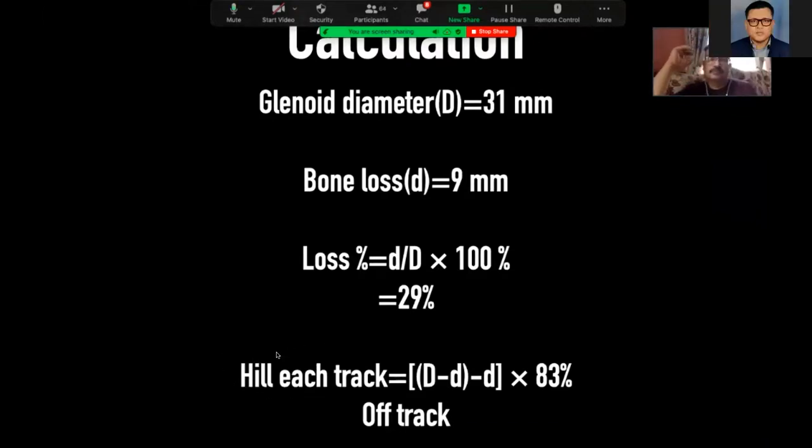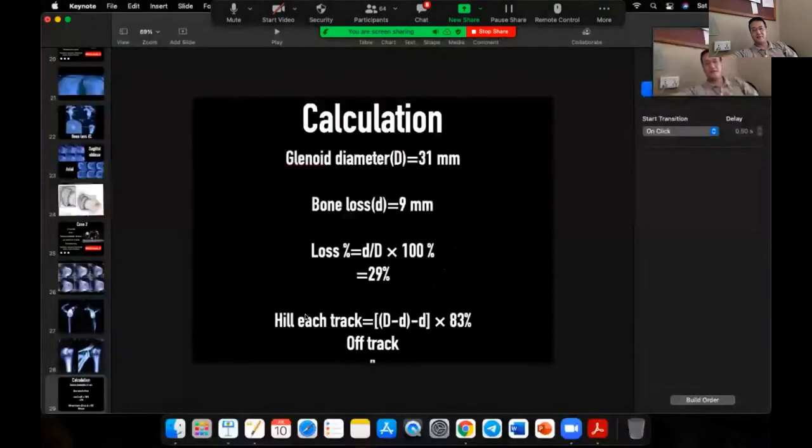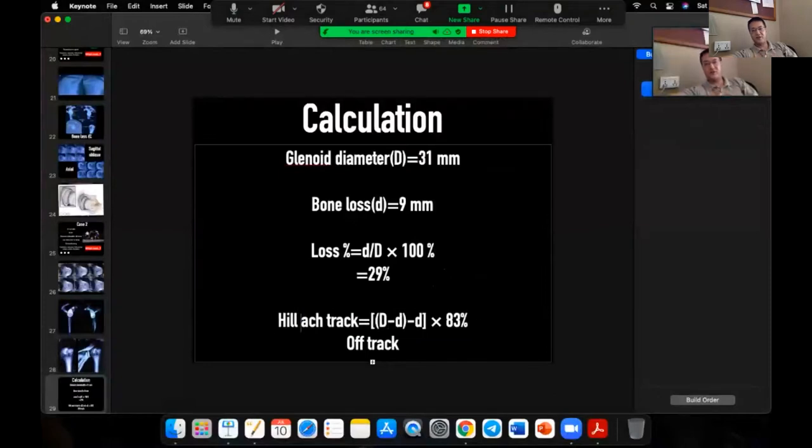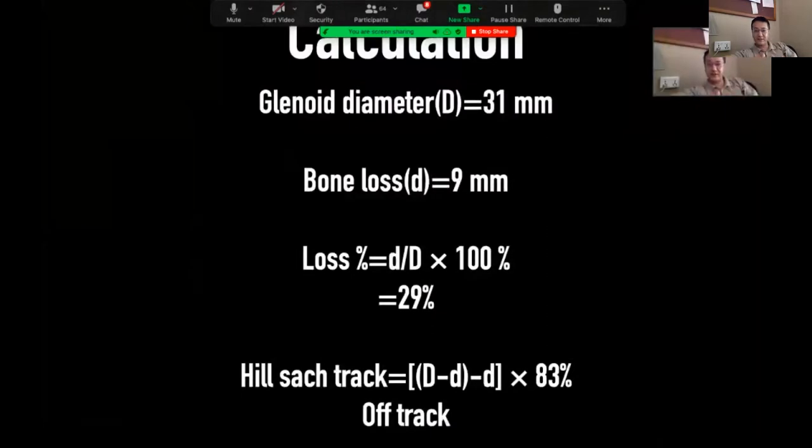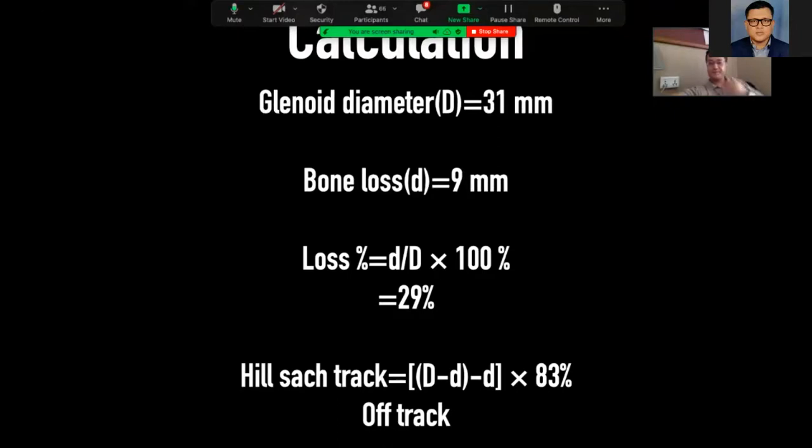Can I make a comment here, Vivek? Yes, sir, please. If I'm still very anxious in this situation, where Amit has already counseled for Latarjet, congruent Latarjet, and Eden-Hybinette also, I will measure the Hill-Sachs also. And I will tell the patient that I will either cover the Hill-Sachs with a bone graft or do a remplissage. So in this case, you have planned to do Latarjet. Will you still add the remplissage because the lesion was off track in this case, sir?